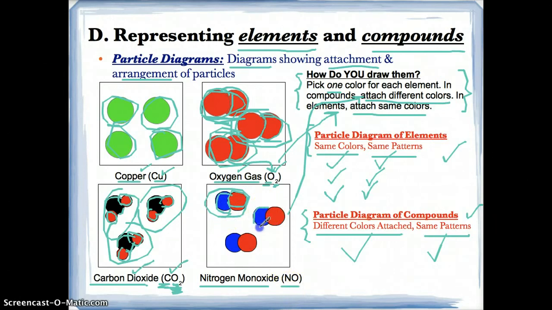Again, since it's a compound, I repeat the pattern. One blue N, one red O. Again, I repeat the pattern since it's a compound, so I put one blue N, one red O. So there you go. These are the particles of NO.